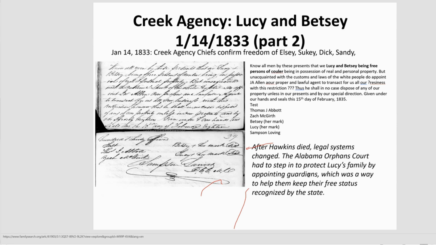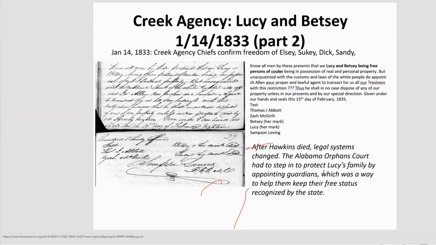So in summary, Lucy and Betsy had land. And again, they wanted this land. And so therefore, they appointed J.A. Allen as their agent or their legal representative to sell the land, but they basically wrote that he could not bait and switch or do what he wanted to do with it. And these are the people who were signing that document: Zach McGirth, Abbott, Bessie Lucy, and Samson Loving. And I'm like, okay, now I see some European names that are being connected to these records.